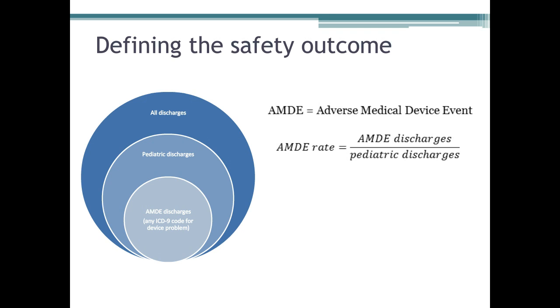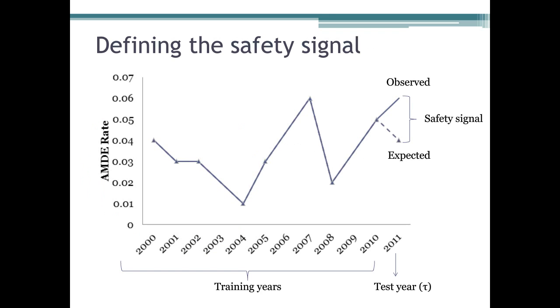There's a list of codes someone published. We just took that list and applied it to these data and said there's some ratio at each hospital of the number of discharges that have a problem with any sort of medical device out of all pediatric discharges. So this is a hospital-level device safety indicator, but imagine your favorite safety indicator here. And then essentially we look at the historical performance of each hospital over time, we set a safety target, and then we compare the observed to the expected performance.